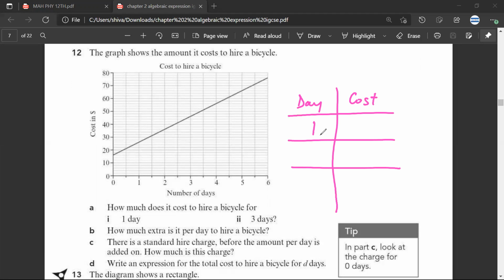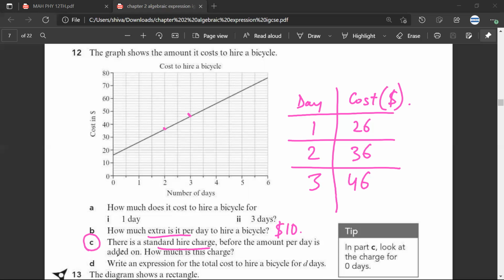So you are saying for 1 day it is 26. Yeah. For 2 days it is 28. Then 38? No, 36. Yes. For 3 days it is 46. So how much extra is it per day to hire? $10. Sarthak, is it correct? Yes, sir.